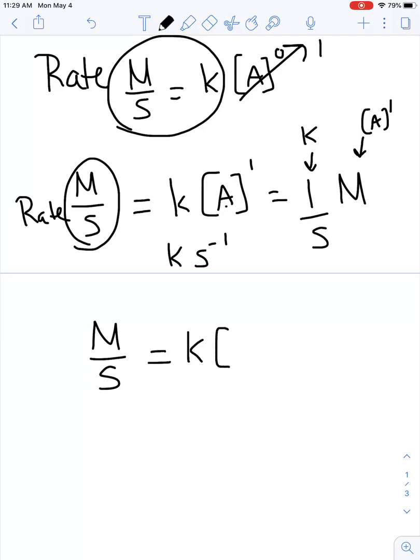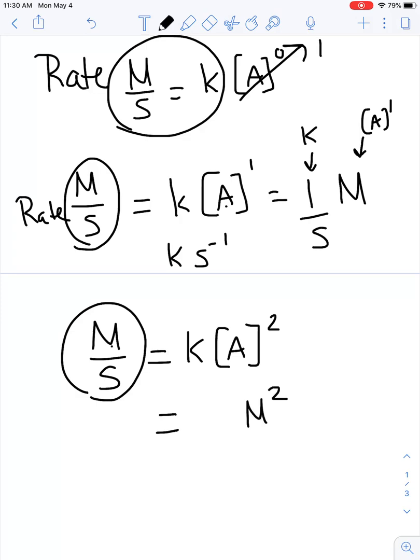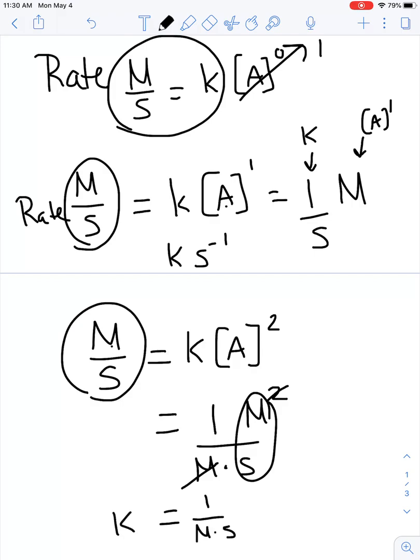Okay, so let's take a look at a second order. Again, this is what our product needs to be. Our A squared would be molarity squared. So in order to end up with molarity per second, we would have to have a molarity in the denominator, and then a second here. So that molarity will cancel out, and we'll end up with molarity per second. So the units of k for a second order would be 1 over molarity per second, or molarity to the minus 1, second to the minus 1.